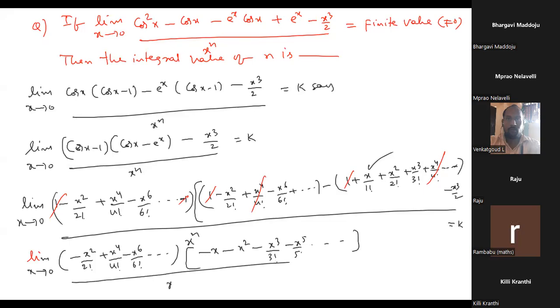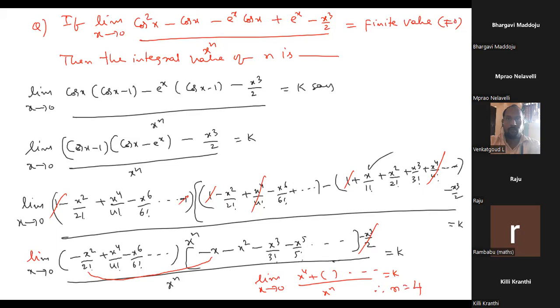Whole by x power n is equal to k, right? Now, of course, minus x cube by 2 is also there. Minus x cube by 2 is equal to k. See, here this cancels: minus x cube by 2, here x cube by 2 cancels. This term into this term cancels. So what is the least power? X power 4. So x power 4, and so on higher powers, by x power n is k as x tends to 0. That means n must be 4. N must be 4. So that is the integral value of n. For n equal to 4, the limit is constant.